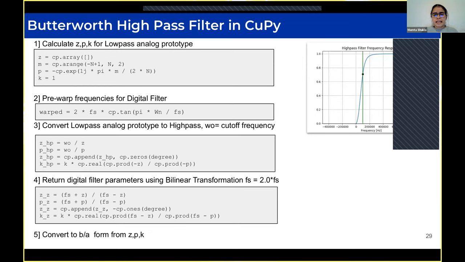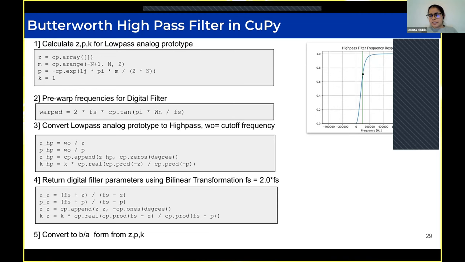And then the relation between analog frequencies and digital frequency has to be defined, so we use a pre-warping technique where we convert analog frequencies to digital frequency, and then we convert this to a digital filter by using bilinear transformation, which is converting it from Laplace transform to Z transform. And then you can get the equation of your filter in a B by A form, which are nothing but the coefficients of your polynomial representing numerator and denominator, and these are in the form of vector.